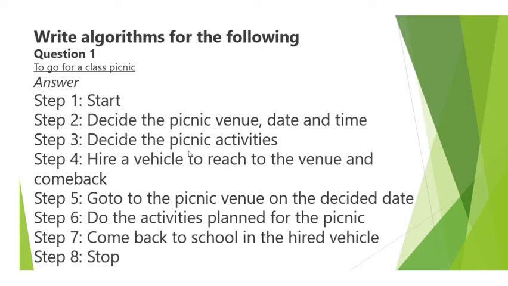Now the fifth step is the execution, that is, you have to go to the picnic at the venue which you have decided, on the same date which you have decided earlier. Now the sixth step will be to do the activities planned for the picnic. You have to execute all the activities which you have planned before coming to the picnic. Now the seventh step will be to come back to school in the hired vehicle.